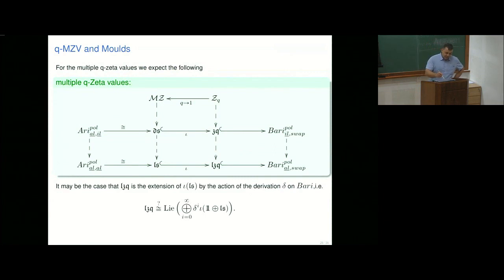So what do we have? We have these multiple q-zeta values. And we have this map by q goes to 1, with this appropriate factor, to multiple zeta. And then there is some relation to the so-called double shuffle Lie algebra.